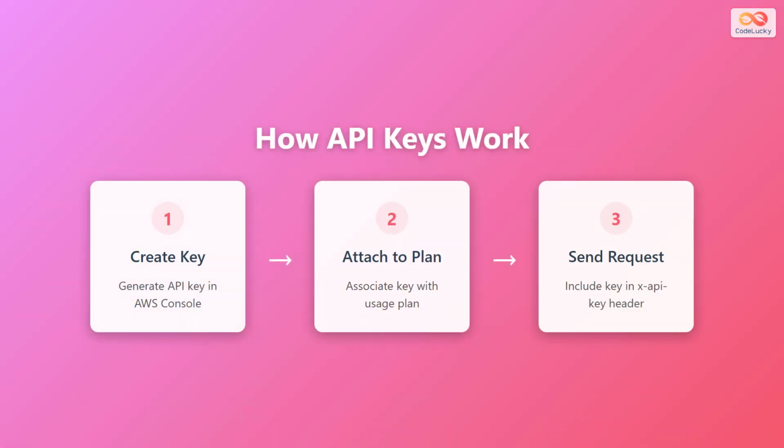Let's walk through how API keys work in practice. First, you create an API key in the AWS console. This generates a unique identifier for your client. Second, you attach the key to a usage plan, which defines throttling limits and quotas. Third, when making requests to your API, the client includes the key in the X-API-key header. API Gateway then validates this key and tracks the usage against the configured limits. This flow ensures that only clients with valid keys can access your API, and that their usage stays within defined boundaries.